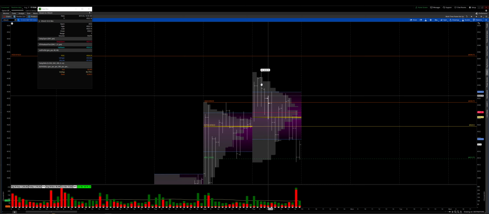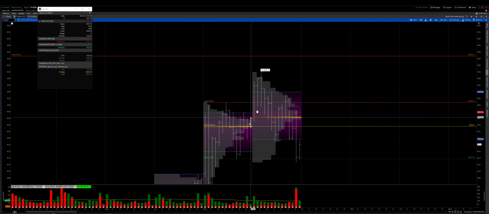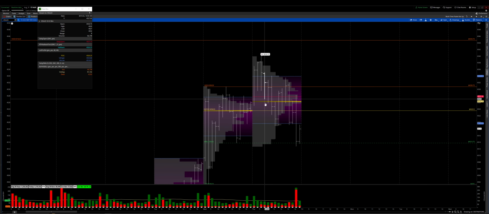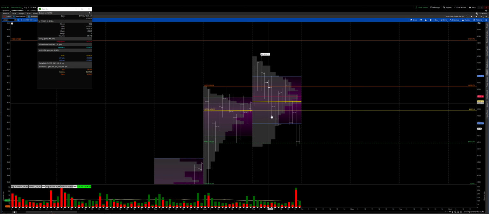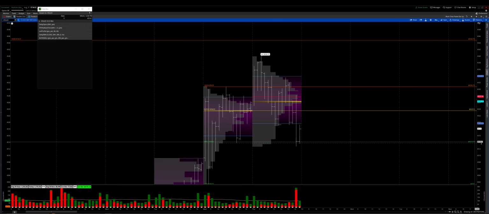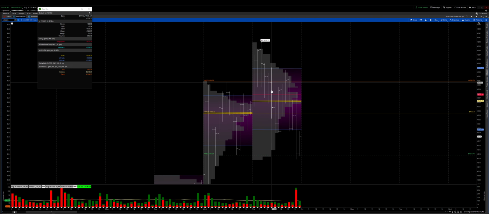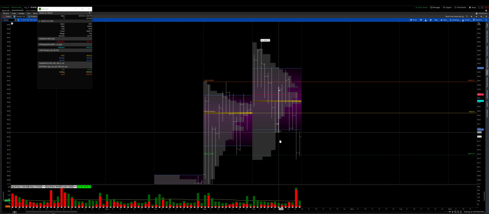But instead, we ended up not getting it, rolled back over, and then began to find some type of acceptance inside the previous day's range and value. We eventually got down to that 10Y point of control, traded at that 23.50 level. That 10Y point of control was a magnet for the downside move. We got it, continued to push down lower.